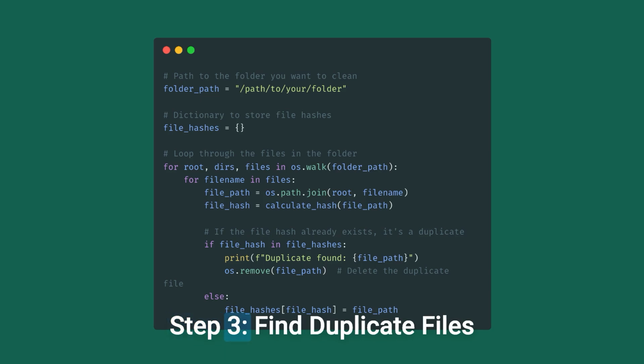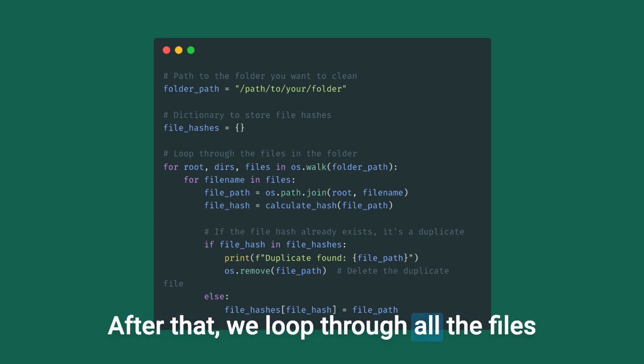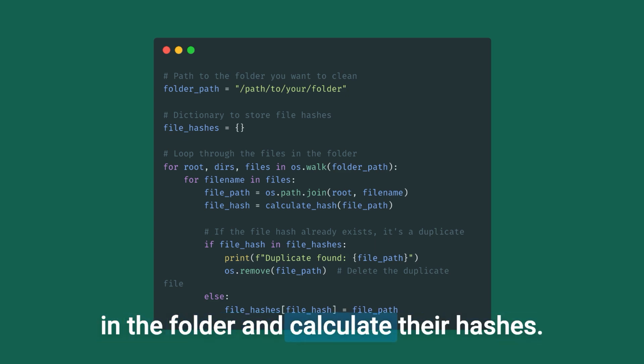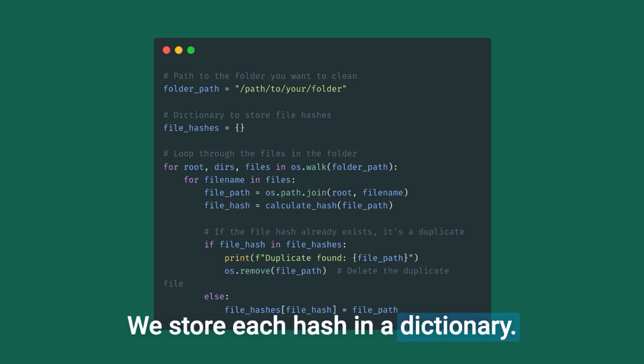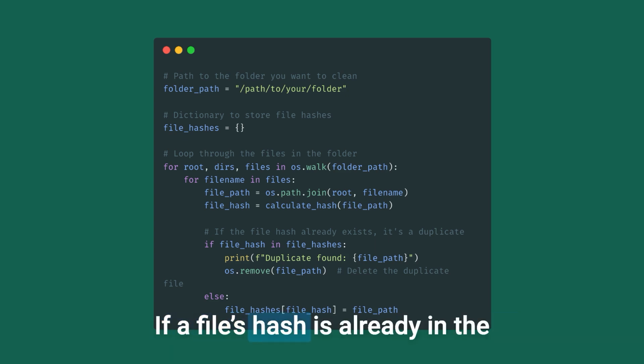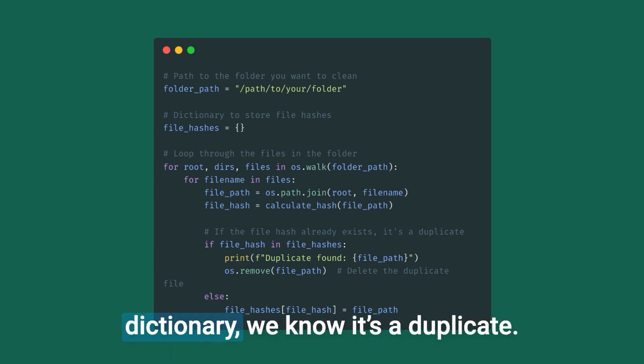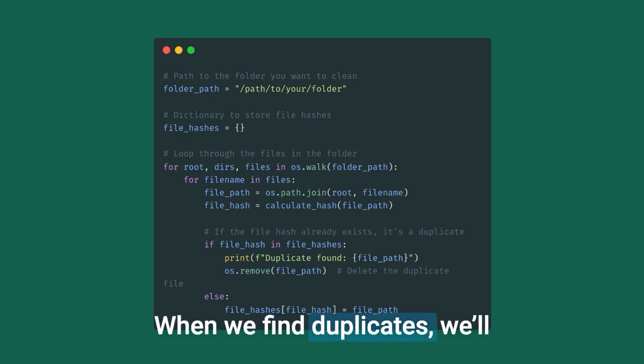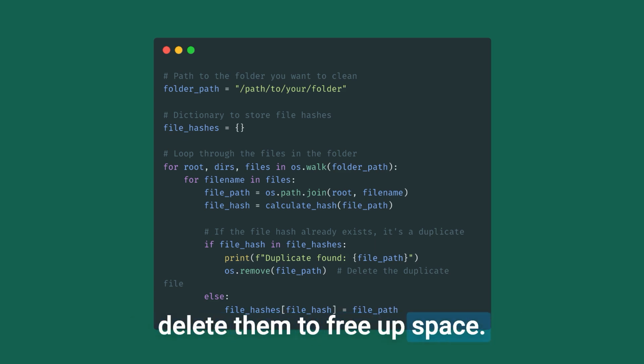Step 3. Find duplicate files. After that, we loop through all the files in the folder and calculate their hashes. We store each hash in a dictionary. If a file's hash is already in the dictionary, we know it's a duplicate. When we find duplicates, we'll delete them to free up space.